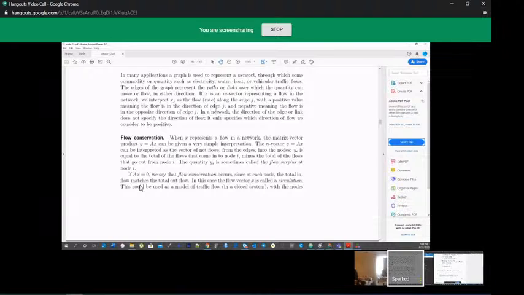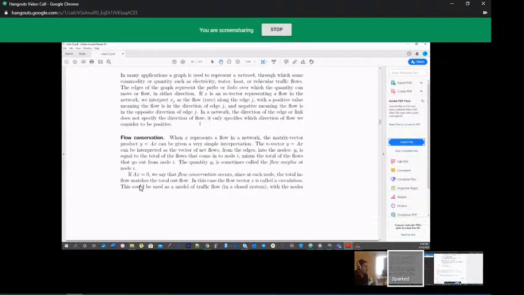It only specifies which direction of flow we consider to be positive. Yeah. Wait, that last sentence there. In a network, the direction of the edge or link does not specify the direction of flow. It only specifies which direction of flow we consider to be positive. Do you guys understand that or no?